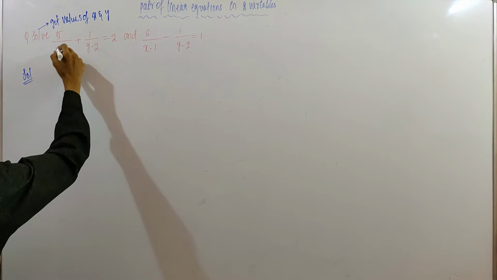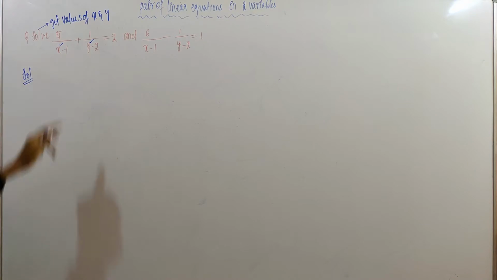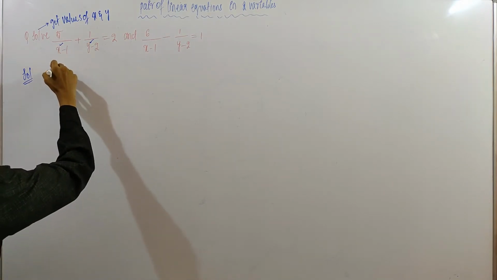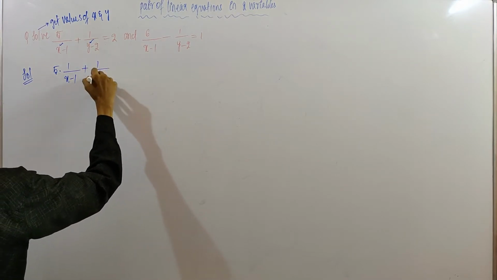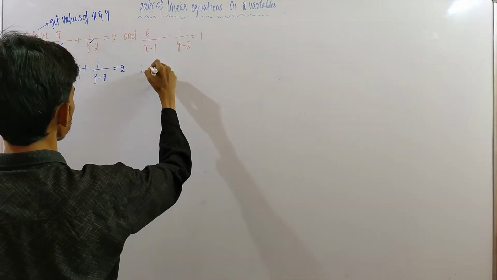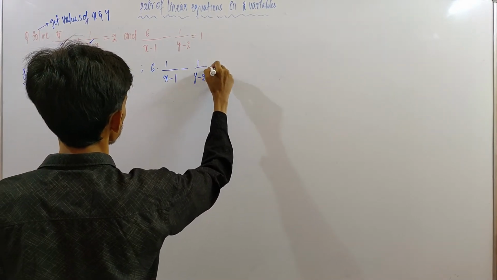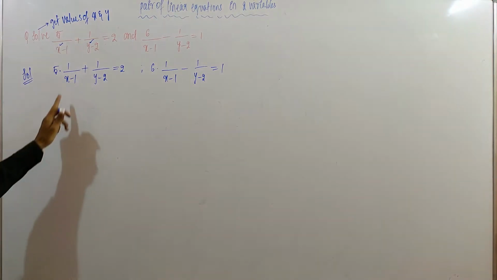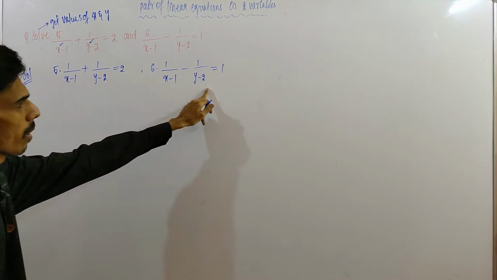Usually these variables x and y will be in the numerator, but here they are in the denominator. So we have to rearrange and modify these equations, and then we will solve them. Now this can be written as 5 into 1 divided by x minus 1 plus 1 divided by y minus 2 is equal to 2. Similarly, write the second equation as 6 into 1 divided by x minus 1 minus 1 by y minus 2 is equal to 1.